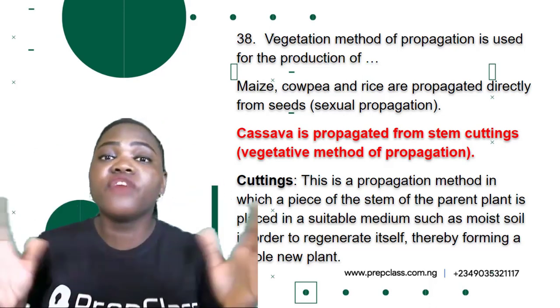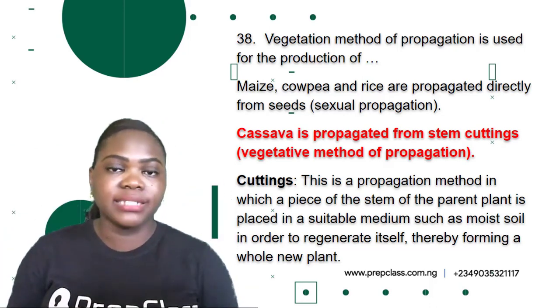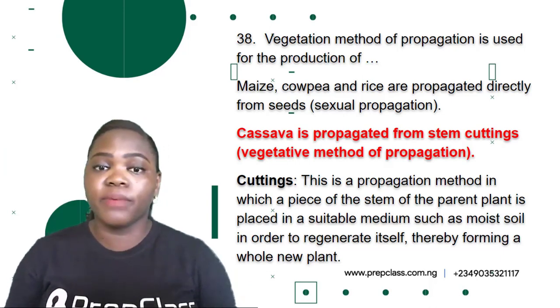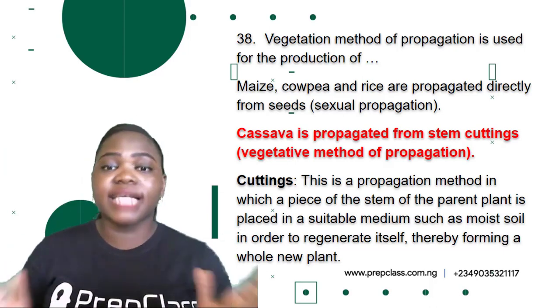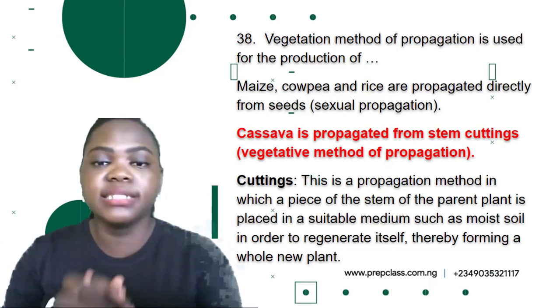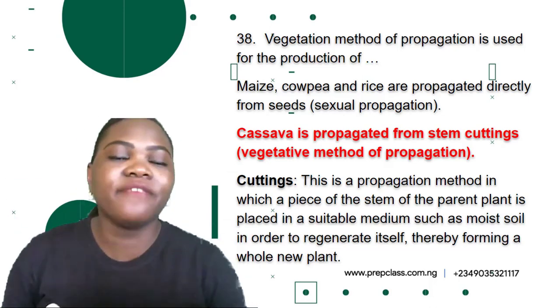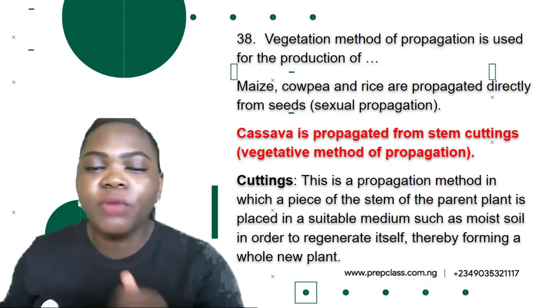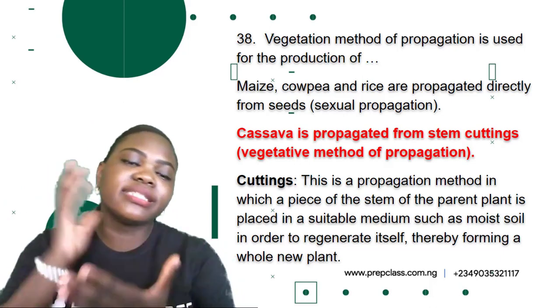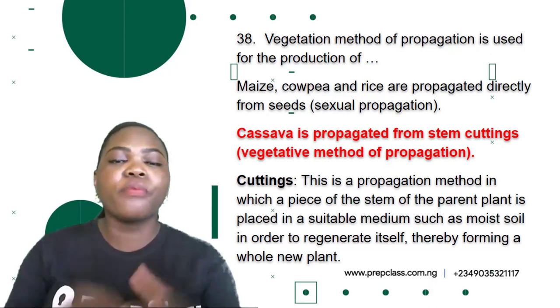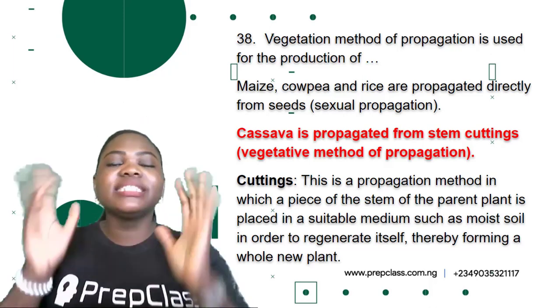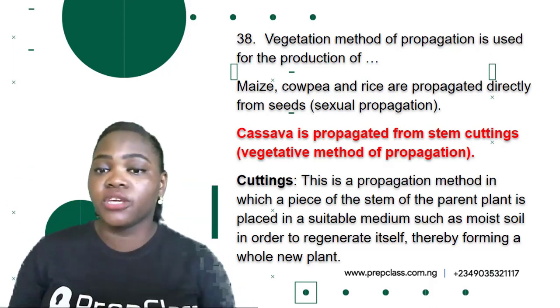Sexual propagation involves the floral part of the plant. Seeds is a floral part of the plant. So maize, cowpea and rice are propagated from seeds. That is sexual propagation. Alright, so cassava is propagated from stem cuttings. So you have to cut the stem to be able to propagate cassava. So this is a vegetative method of propagation.